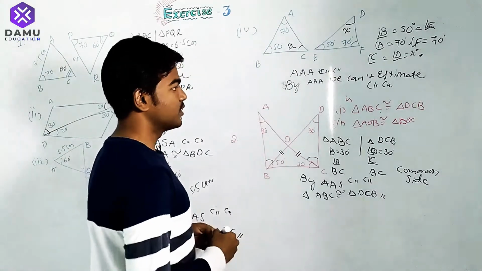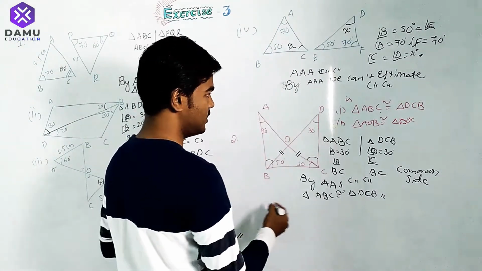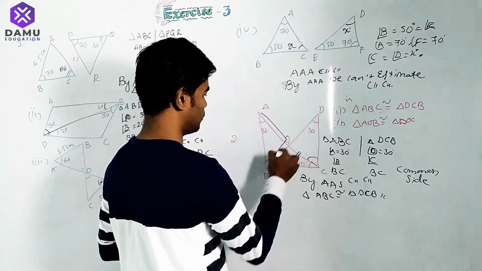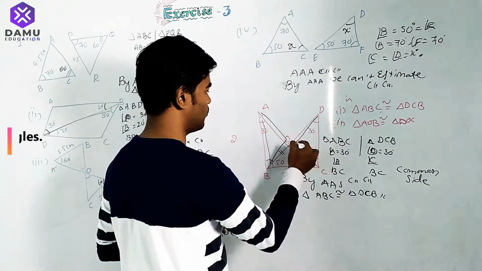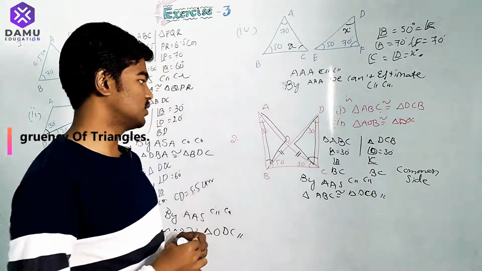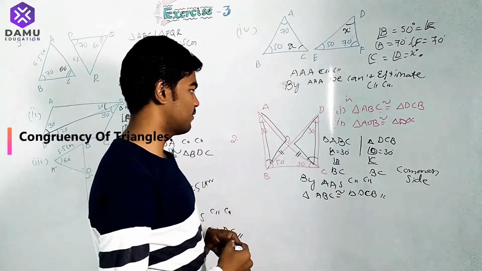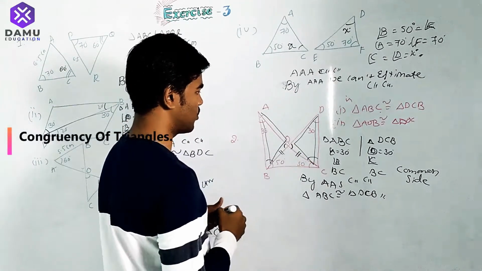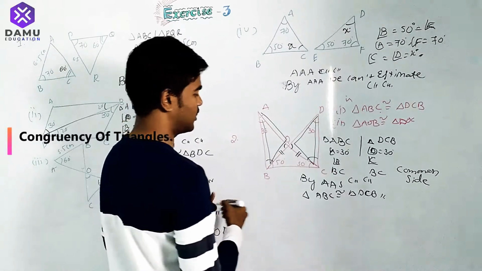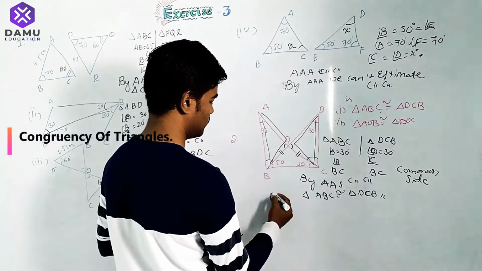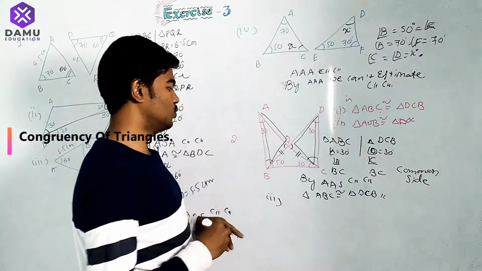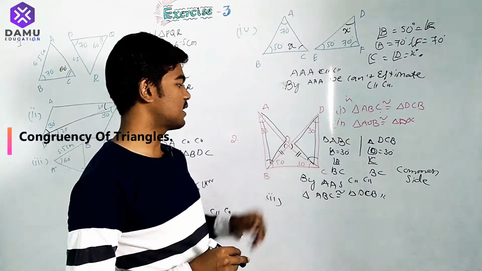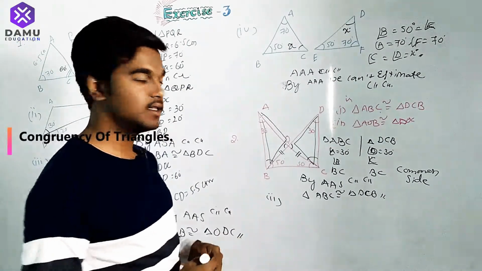Then second one. So here triangle AOB and DOC. We have to check whether those two triangles are congruent to each other. So here this angle will be equal to each other, vertically opposite angles. This angle is 50, so the corresponding angle will be equal. Vertically opposite angles are equal.